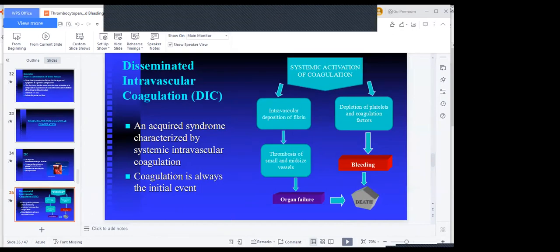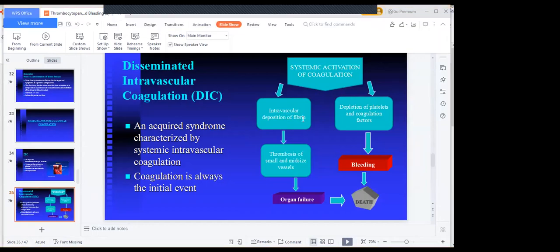You can see the systemic activation of the coagulation. It leads to intravascular deposition of fibrin, which leads to thrombosis of small and mid-sized vessels, which leads to organ failure and then may cause death. And systemic activation of coagulation causes depletion of the platelets and coagulation factors, which cause bleeding and may lead to death.